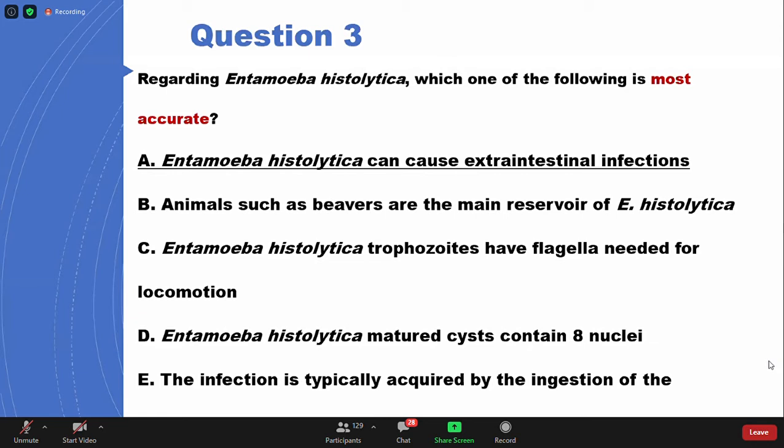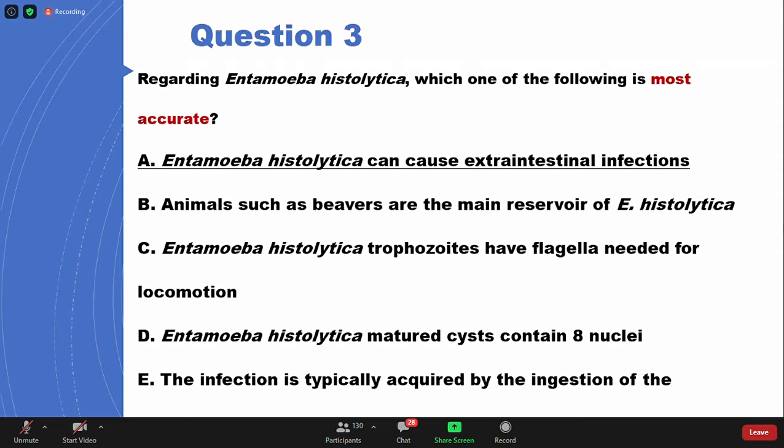I picked A because I found that the others are wrong. So, for example, E, I remember it was the cyst that was contaminating the food and water. For D, it is 4 nuclei that are for the Entamoeba histolytica, not 8. And C, they don't have flagella. B, there was no animal as the main reservoir.